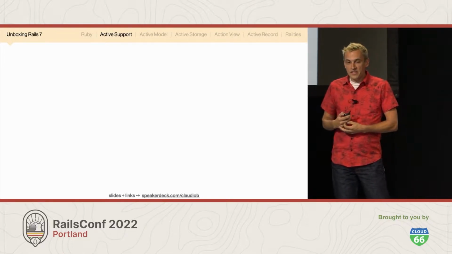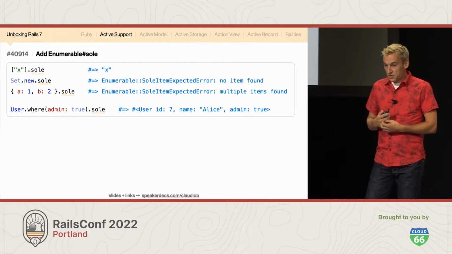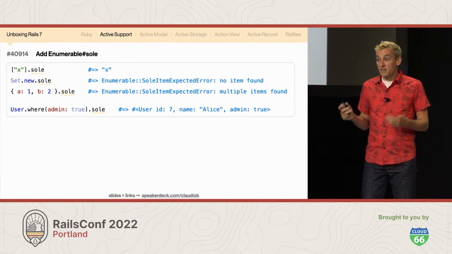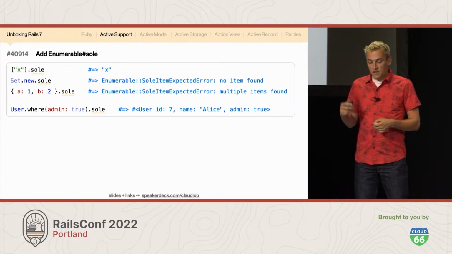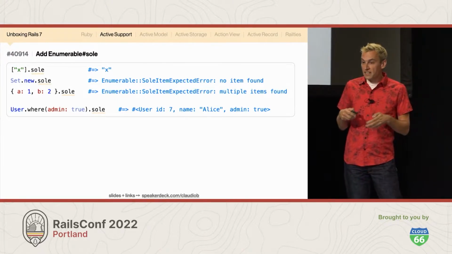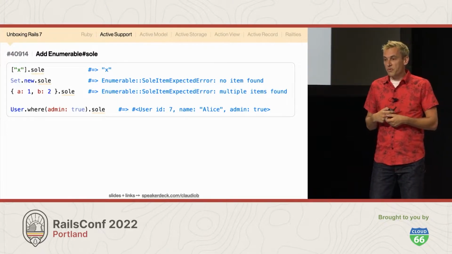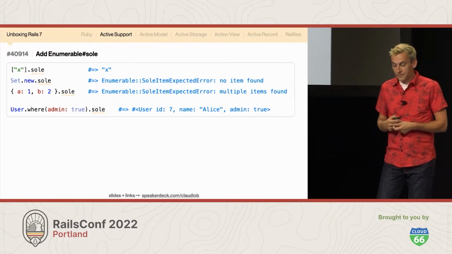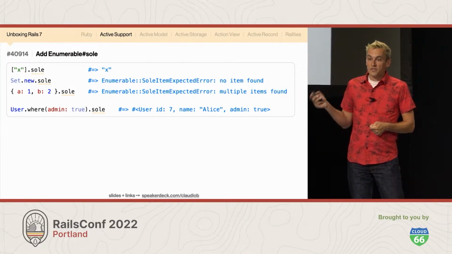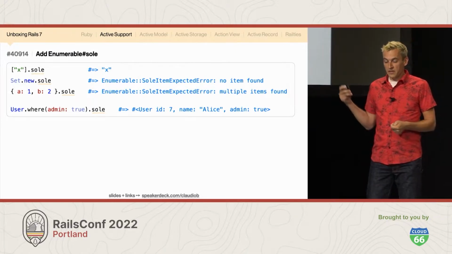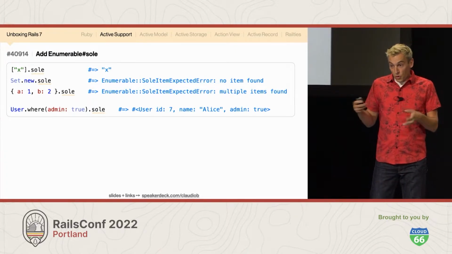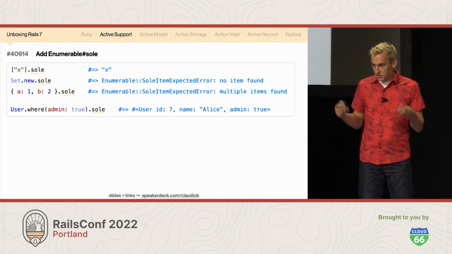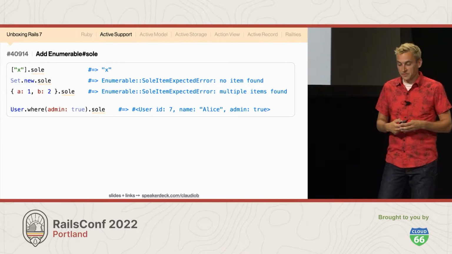And there is a new method on Enumerable. It's called sole. What it does, it gives you back the first item of a collection as long as there is only one. So the sole item of an array with the string x is x. But if you try to invoke it on an empty set or on a hash with more than one item, you're going to get an exception. And the nice thing is that this method is also included in Active Record query methods. So you can write something like this: give me the sole user where the admin flag is true. Maybe that's a requirement of your application. There must be one, otherwise there is an exception.